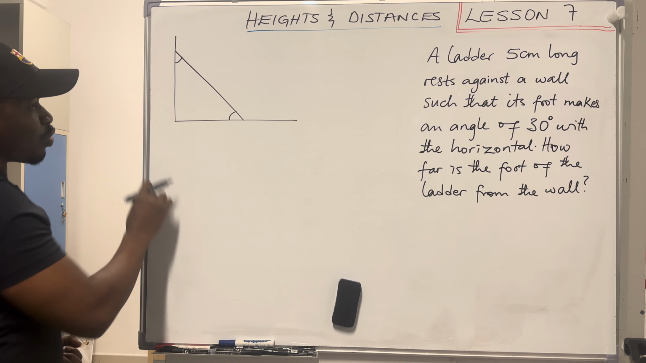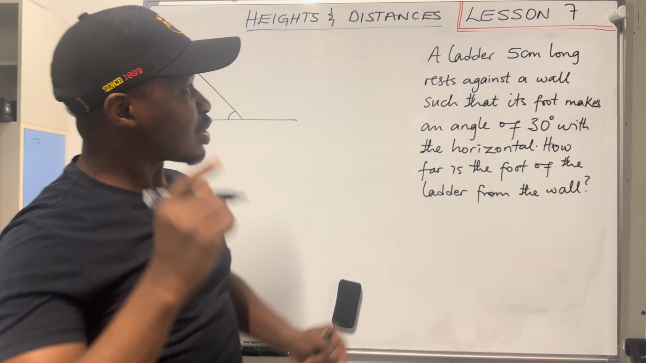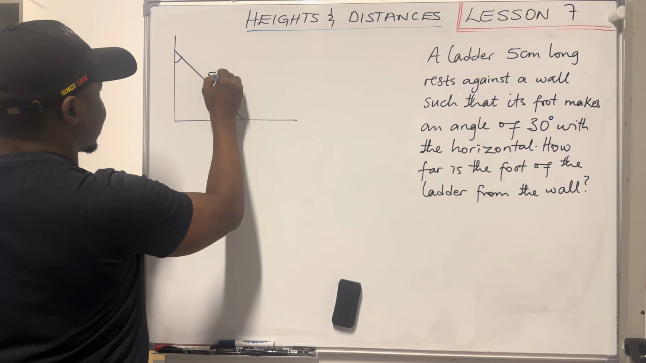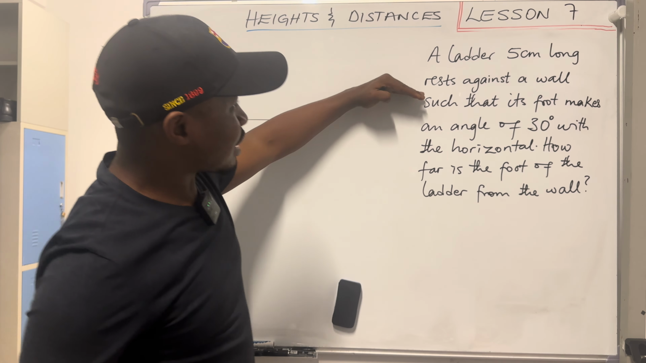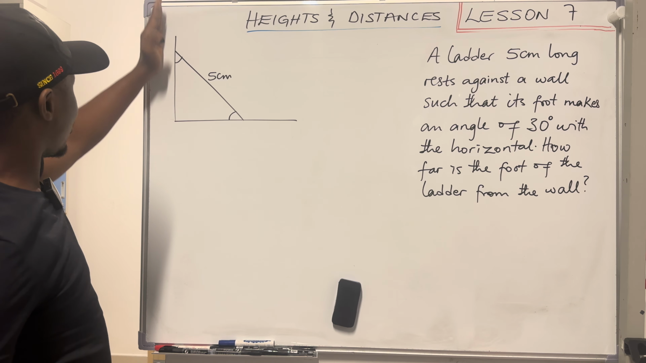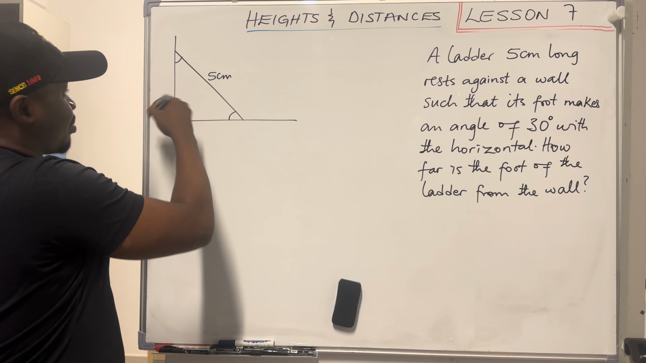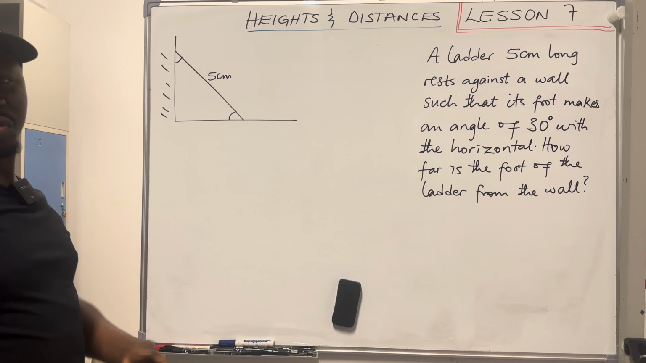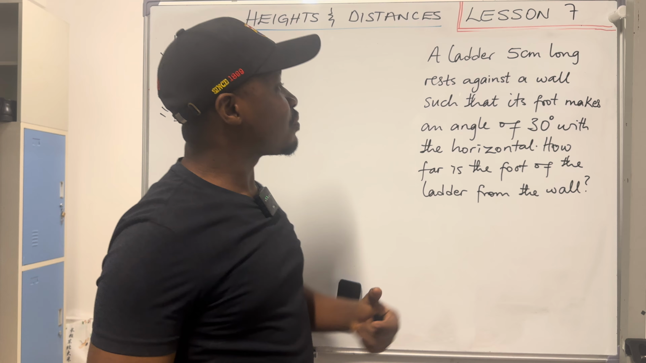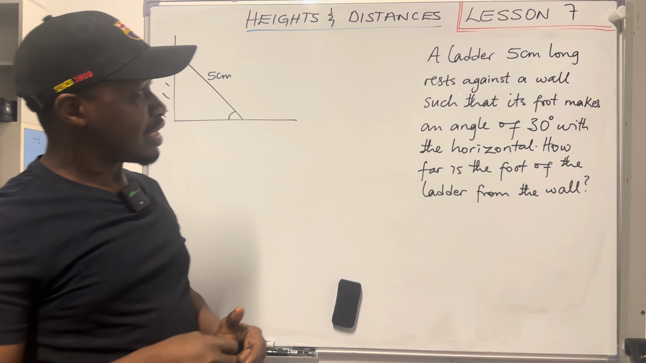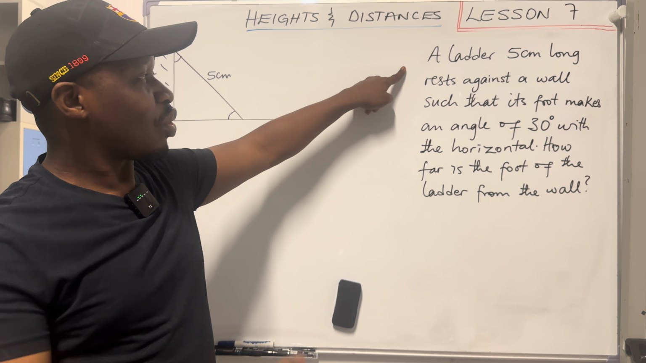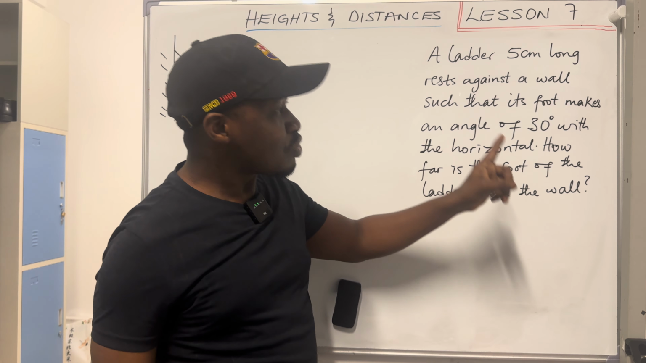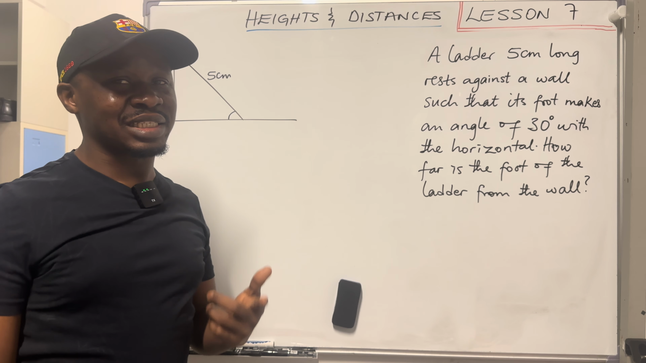But which angle is the question talking about? First of all, the ladder is 5 centimeters long. It rests against a wall. This is the wall. If you want, you can write it like this to represent it, but there is no need. Such that its foot, the foot of what? A ladder 5 centimeters long rests against a vertical wall such that its foot makes an angle of 30 degrees.